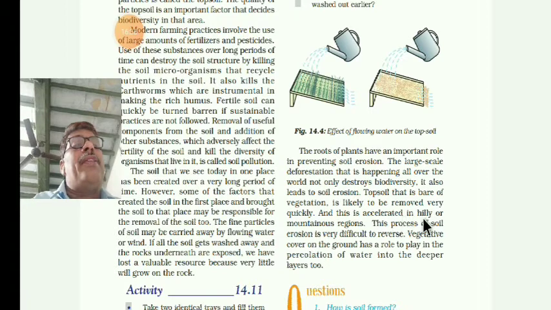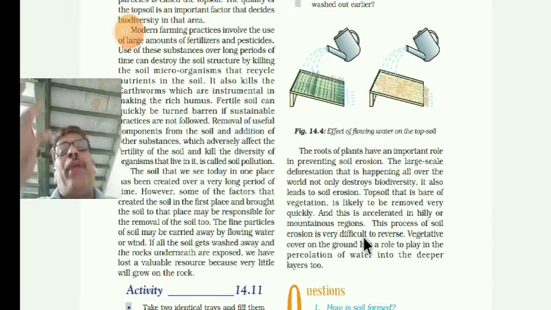This is accelerated in hilly and mountainous regions. Soil erosion takes place more in hilly areas. Accelerated means it moves faster down the hills. This process of soil erosion is very difficult to reverse. Vegetative cover on the ground has a role to play in the percolation of water into the deeper layers. Due to plants and trees, water goes into the deeper parts and is collected there. It makes the soil fertile and good.